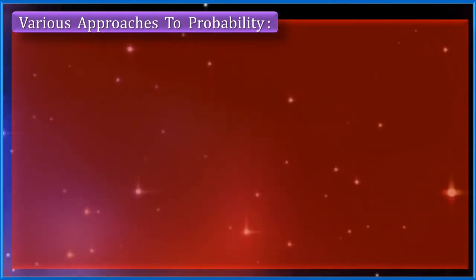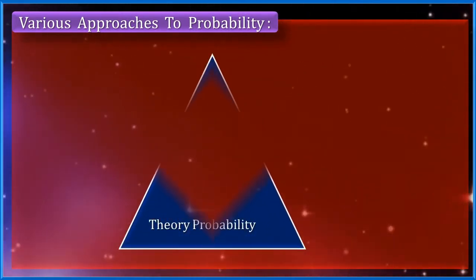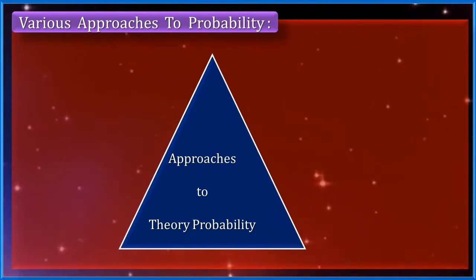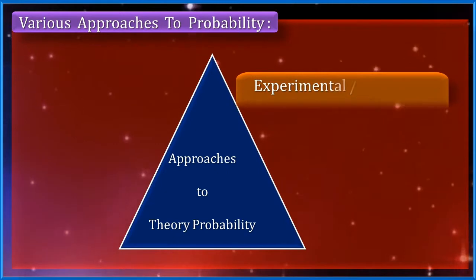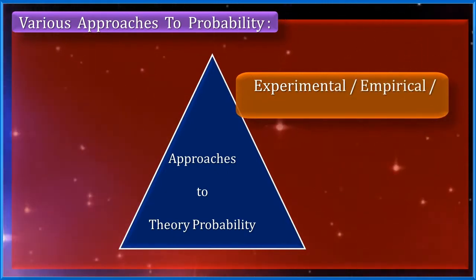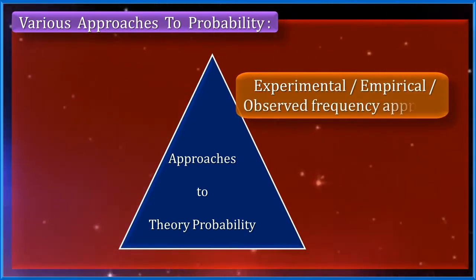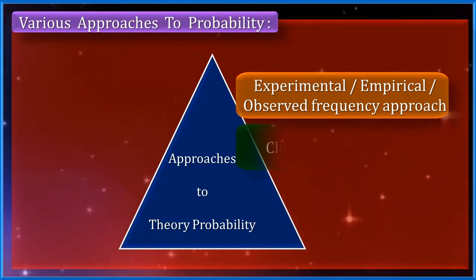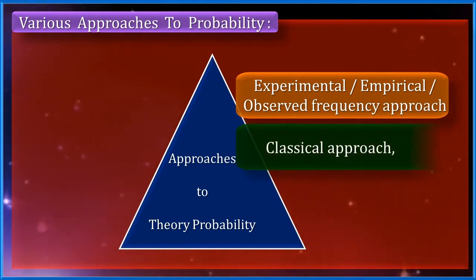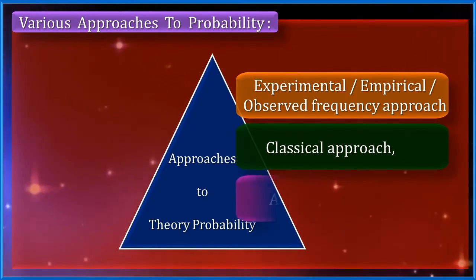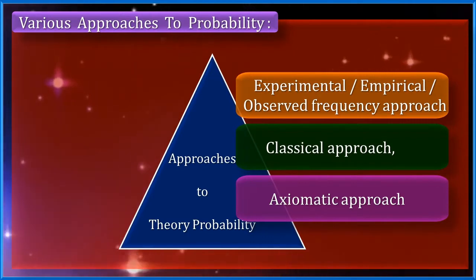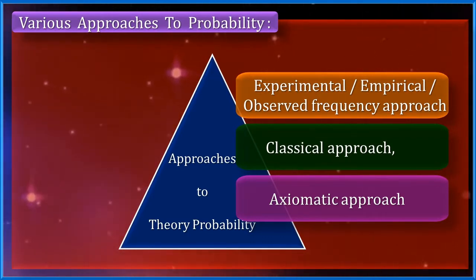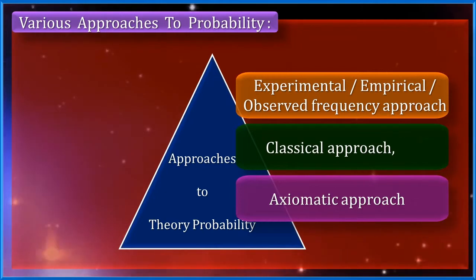Various approaches to probability. There are three approaches to the theory of probability, and these are: 1. Experimental or empirical, or observed frequency approach. 2. Classical approach. 3. Axiomatic approach. In this chapter, we will study the experimental or observed frequency approach only. Now let's discuss this approach.